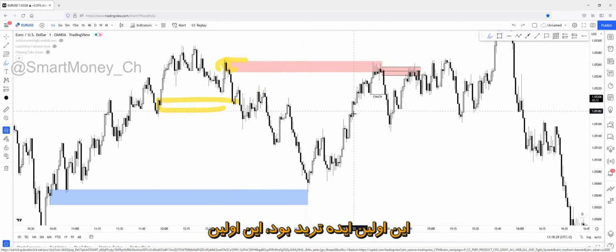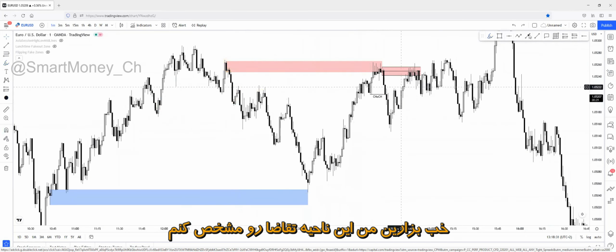That was the first trade idea. That was my first trade idea. Let me just mark this demand zone for clarity. So that was my first trade idea.